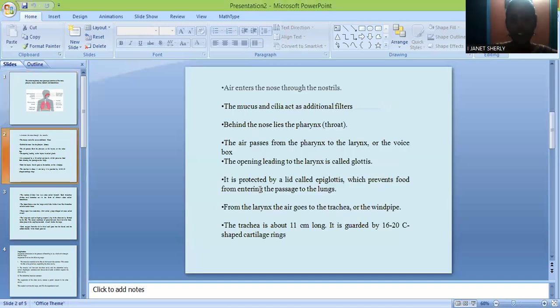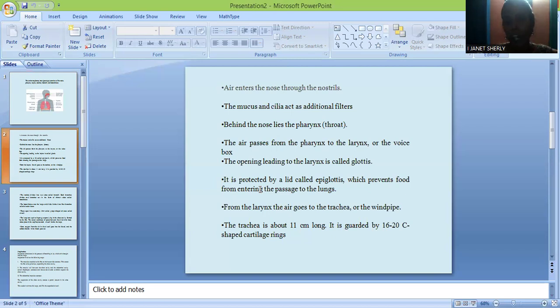So the air enters the nose through the nostrils, and there the air gets completely moistened. Of course, we will have some dust particles in the air, and those get filtered by the hair present in the nostrils. We also have additional filters, which are nothing but mucus and cilia.